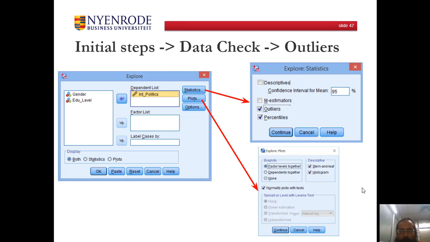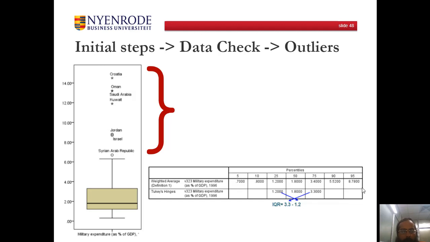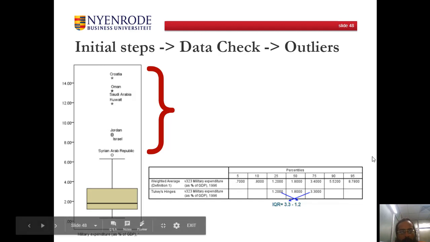This is for outliers, and this is a normal outlier display. You see a sample showing military expenditure as percentage of GDP, and you see some outliers like Croatia, Oman, Saudi Arabia, Kuwait, Jordan, Israel, and Syrian Arab Republic. They are outside the box plot, and are shown with circles and stars, and the legend tells us how far away they are from the rest of the data. And these are the percentile ranges.